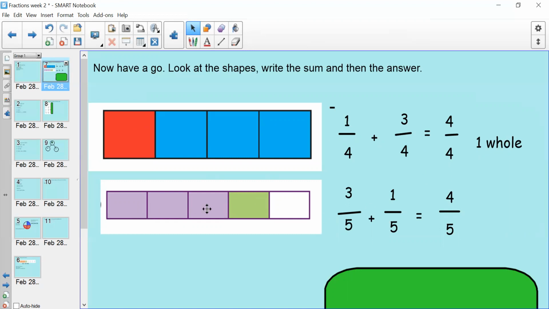Okay, in this one, we had 3/5 in purple and 1/5 in green. We don't have to worry about the white because that wasn't shaded. So 3/5 plus 1/5 equals 4/5. And again, we're not adding the denominator because the answer is still in fifths.